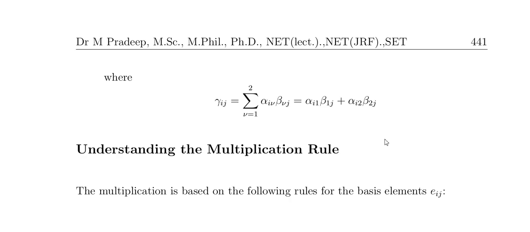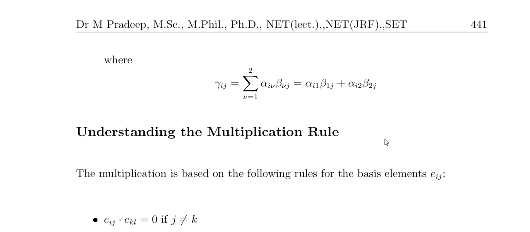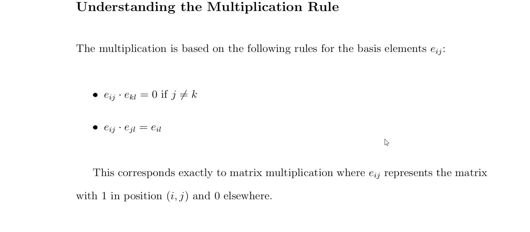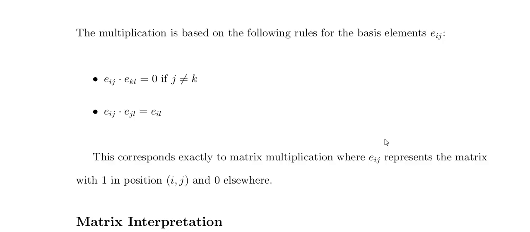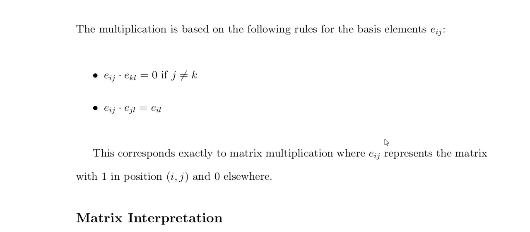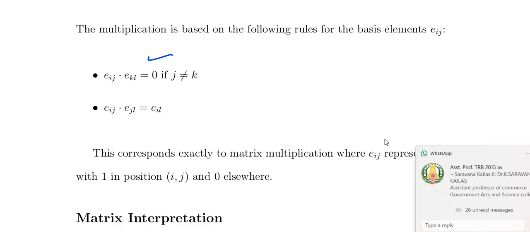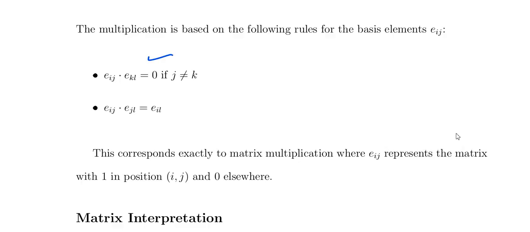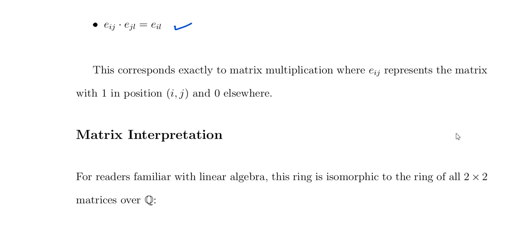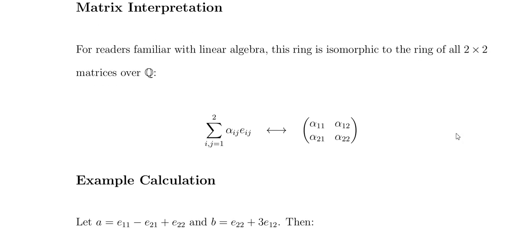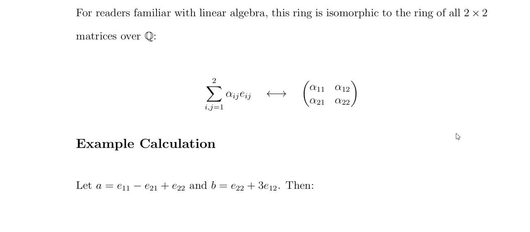For multiplication, the rules are: E_ij E_kl equals 0 for j not equal to k, and E_ij E_jl equals E_il. This corresponds exactly to matrix multiplication. E_ij represents the matrix with 1 in position (i, j) and 0 elsewhere. In the matrix interpretation, the ring is isomorphic to the ring of all 2 by 2 matrices over Q.